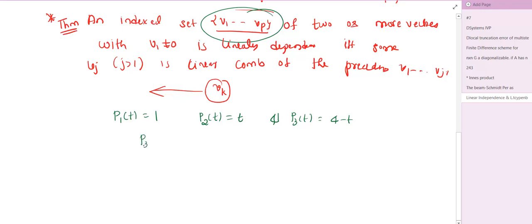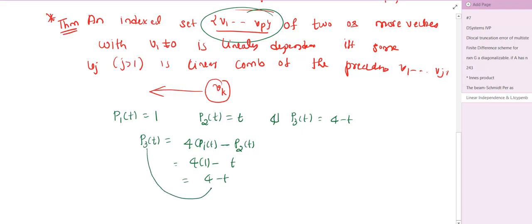If I write P3 of t, it can be written in terms of P1 and P2. If you observe, it is 4 times P1 of t minus P2 of t. That is 4 into 1 minus t, which is equal to 4 minus t.